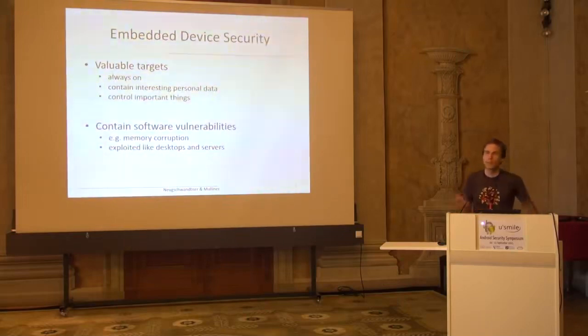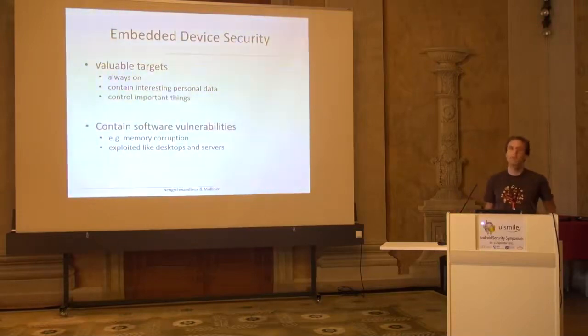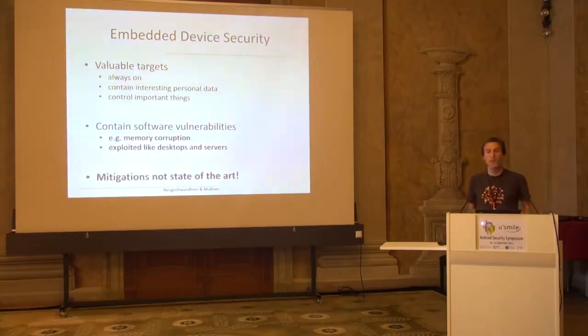Why are embedded devices interesting from a security point of view? Because they are very valuable targets. They're always on, they contain interesting personal data, especially phones, and sometimes they control quite important things. And of course, they contain software vulnerabilities. The software running on them might be subject to memory corruption vulnerabilities, and so they're exploited like desktops and servers. However, the problem with embedded devices in general is that the mitigations on those devices are often, not always, but very often, not state-of-the-art.